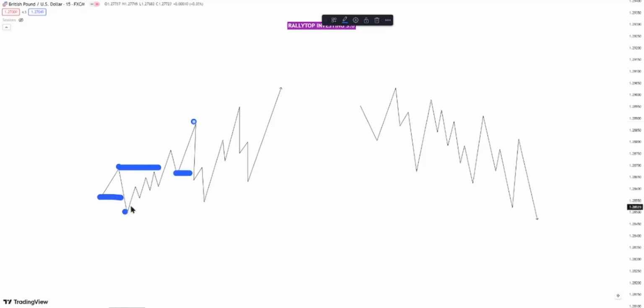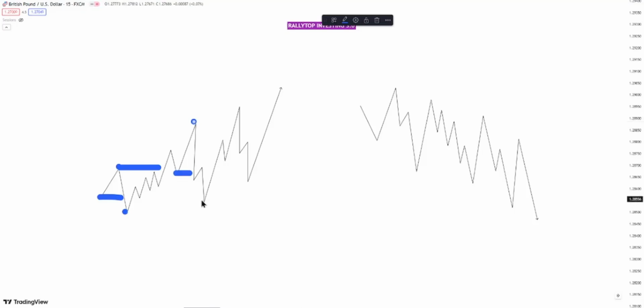Once the low sponsors a move that takes out a major structure high and closes above it, it tells you that the bulls are in control. So the market is bullish. This low here is protected. Price cannot come down here to take out this low. The same thing happens here. This is a high because it took out inducement.